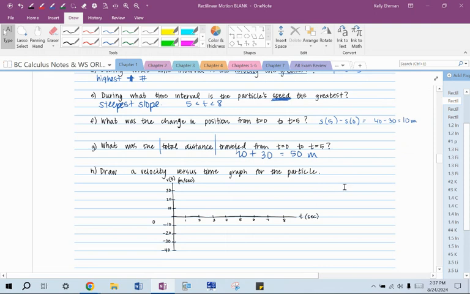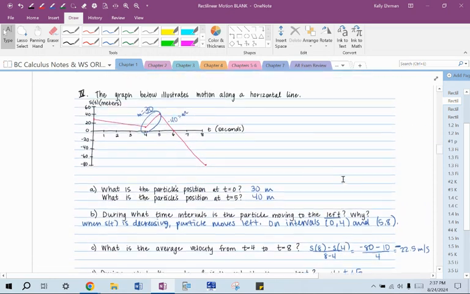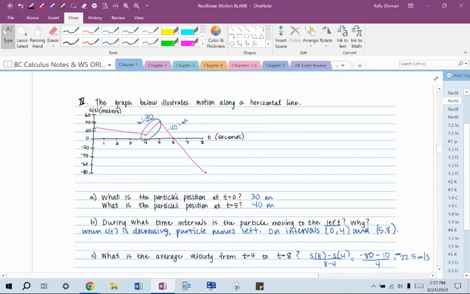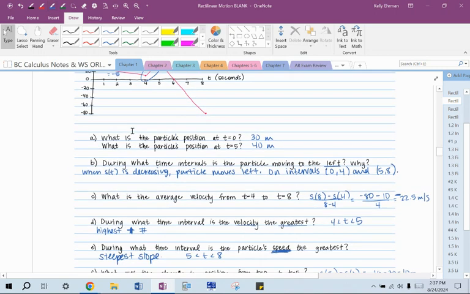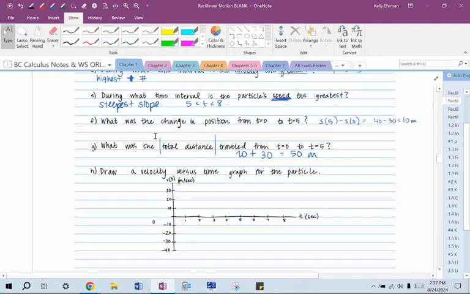Draw a velocity versus time graph for the particle. So remember, velocity is just saying slope, right? So the first slope, what is this slope? We go from 30 to 10. So that's down 20 over a span of 4 seconds. So that's a slope of negative 5. So the first slope between 0 and 4 is sitting at negative 5 right here.